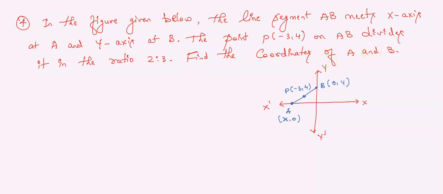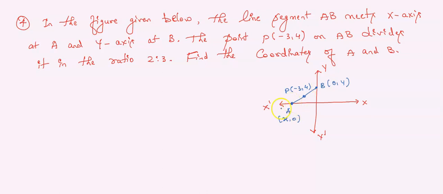First you need to understand the question. The question is very simple. We have a line AB. AB is a line where A is meeting the x-axis. The coordinates on the x-axis are (x, 0) and B is the point on the y-axis. The coordinates of B are (0, y). And P is a point which is dividing the line AB in the ratio 2:3.